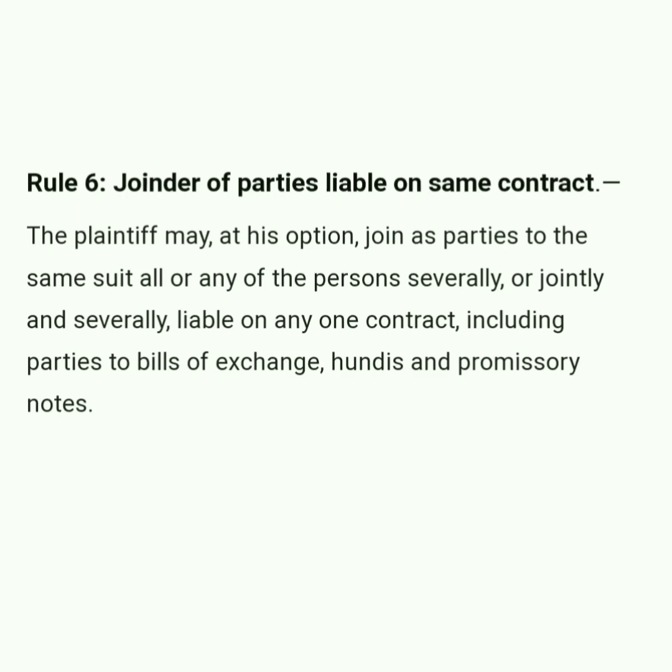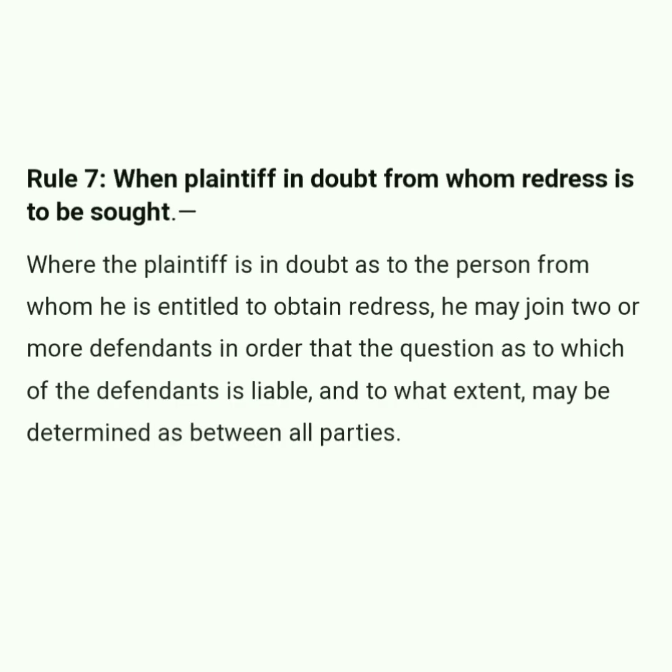It explains that parties agreed and entered into a contract, but afterwards they breached the contract, so the plaintiff can join all these parties as defendants together in one suit. Rule 7. When the plaintiff is in doubt from whom redress is to be sought. It means if the plaintiff has a doubt, when two or more defendants are there, and he does not understand from whom he is entitled to relief, then in this situation the plaintiff can file against two or more defendants together in one suit. Also, we can determine which defendants are liable and up to what relief.